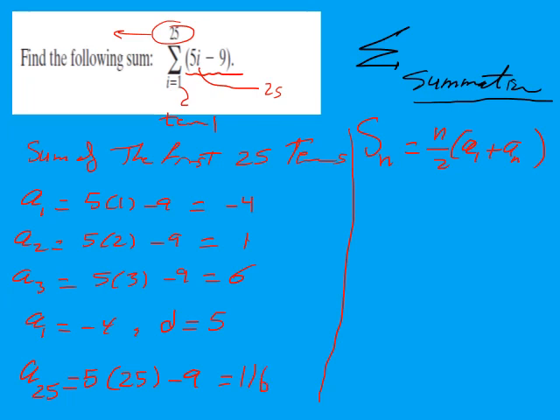So S of 25 is 25 over 2. The first term is negative 4 and the last term is 116. So 25 divided by 2 multiplied by negative 4 plus 116. This is equal to 1400.